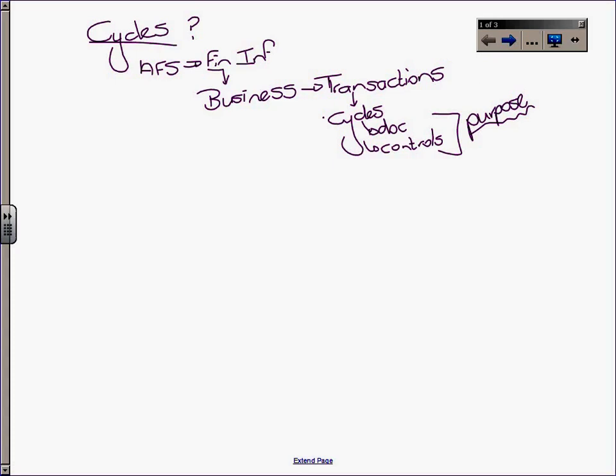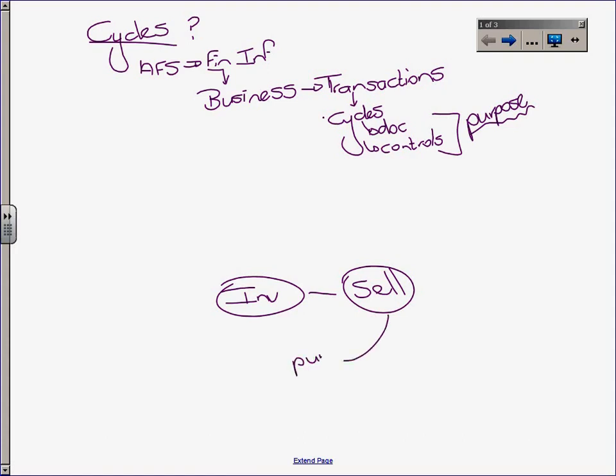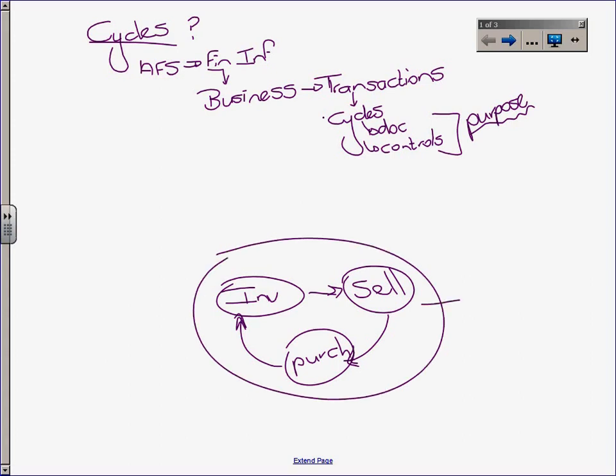If we take a look at a business, and I'm going to start with a basic retail business, or manufacturing or whatever you want to call it, we're going to have inventory that we sell. Obviously once we've sold the inventory, we need to purchase more inventory so that we can sell it, so we can buy more. So this, in a very basic sense, is what we talk about as our operating cycle, our operating activities.